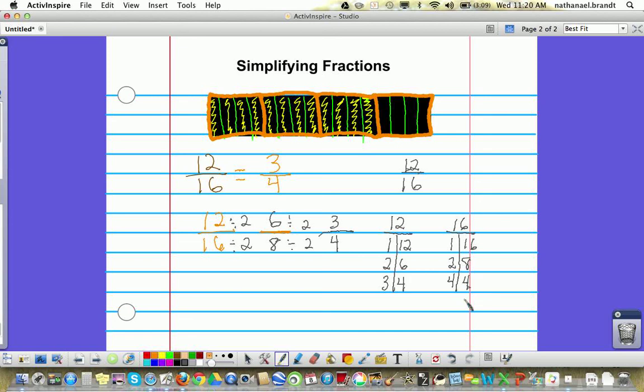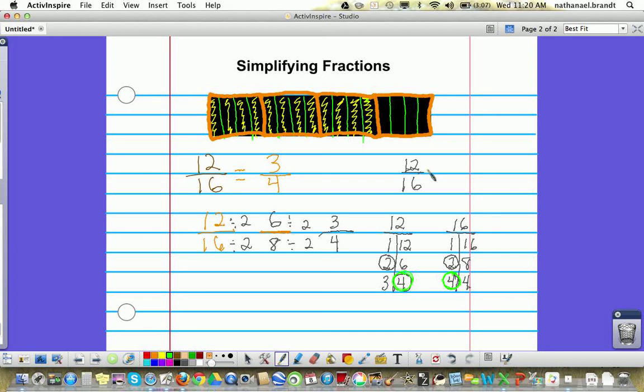Now I'm going to go through and try to find a number that's the same for both of them, but I want to find the biggest that are the same. So here I have 2 on this side, and I have 2 on this side. I have 4, and I have 4. There's no other common factors, so that lets me know that 4 is my greatest common factor between 12 and 16.